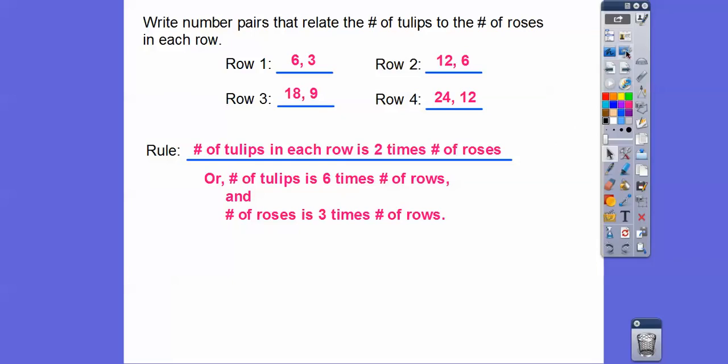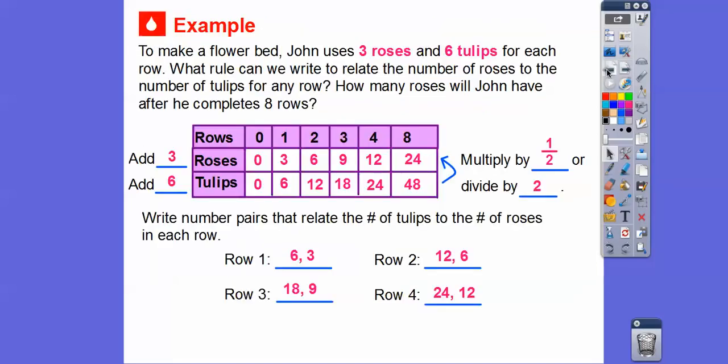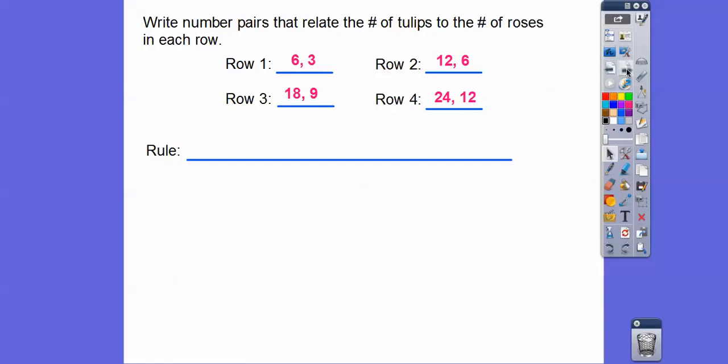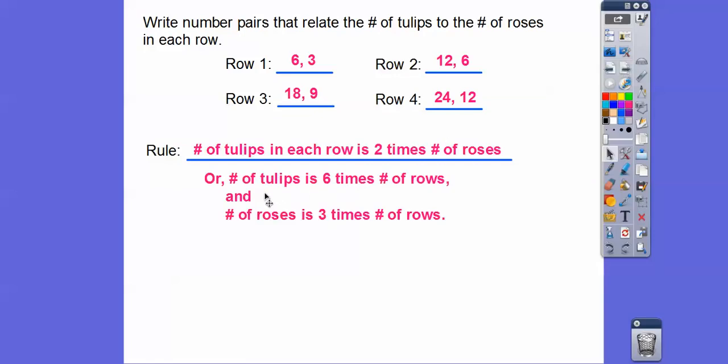So let's go back to this table right here. Okay, so here's row 4. If I multiplied that times 6, that would tell me how many tulips. If I multiplied 4 times 3, that would tell me how many roses. So this little rule right here: the number of tulips is 6 times the number of rows, and the number of roses is 3 times the number of rows. Okay, so after 8 rows, John is going to have how many roses planted?